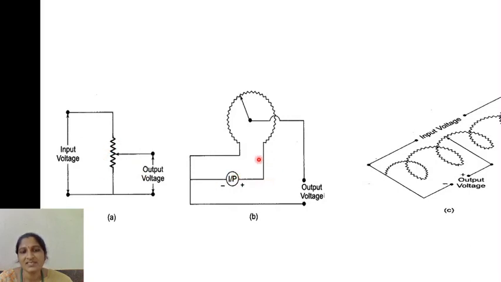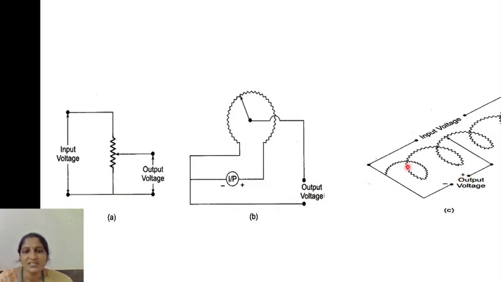The next one is the rotational resistive transducer. That means here the wiper will be moving rotationally, so this is called a rotational transducer. Here the wiper will be moving both translationally as well as rotationally, so it is called the helical transducer.